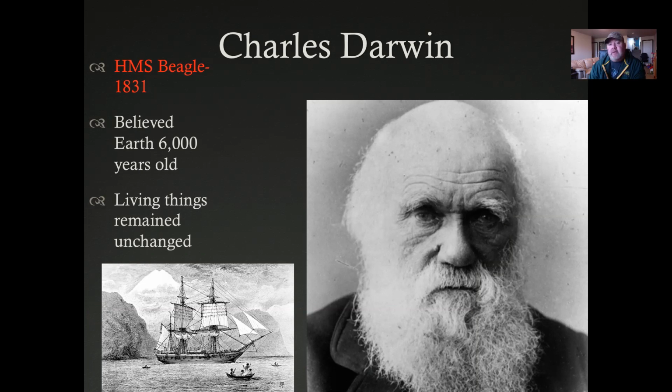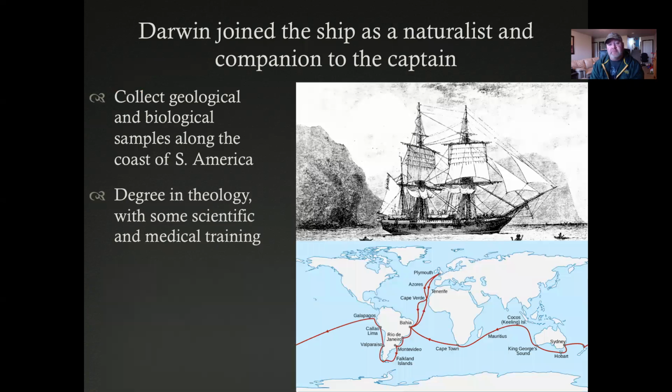But at the time that the HMS Beagle set sail, Darwin believed that the Earth was about 6,000 years old. Okay, I mean, obviously we know that that's not true. We know that the Earth is 4.6 billion years old and the universe formed about 14 billion years ago and so on. So a lot of information he's going to gain that's going to sort of change the way he thinks. They also believed at this time that things just remained unchanged. Things didn't change over time.